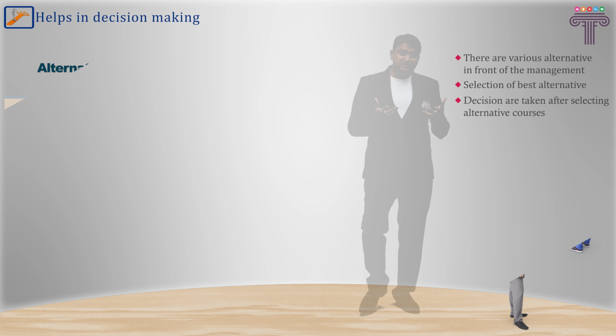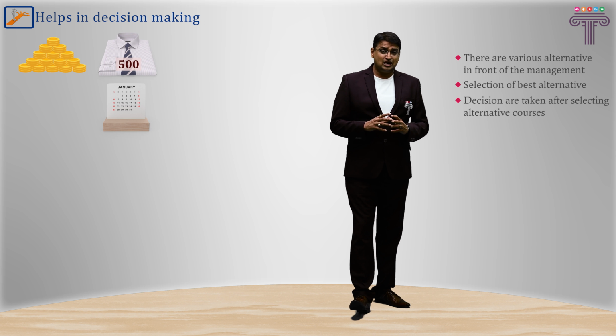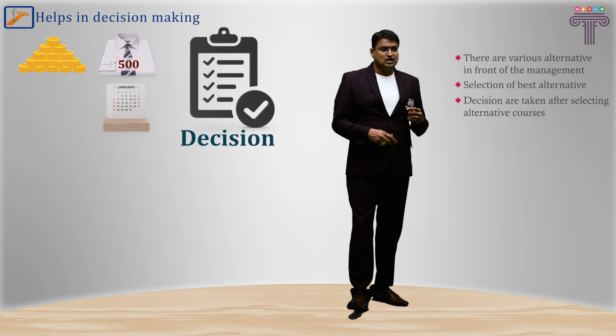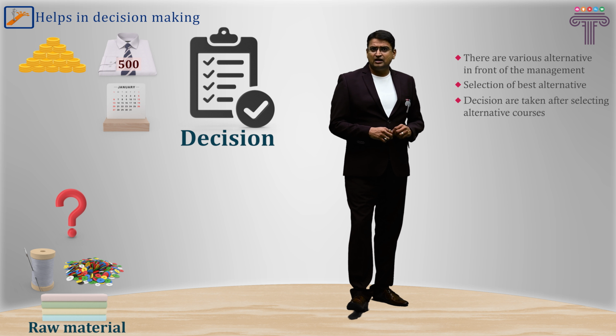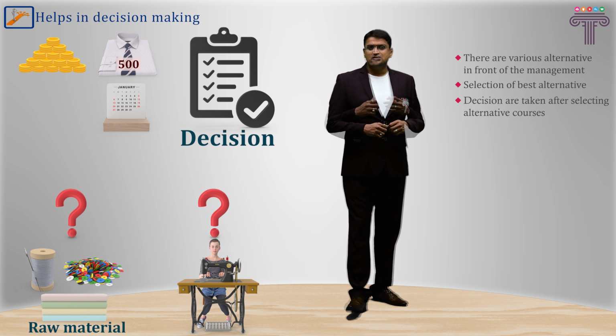In order to achieve this task of making 500 shirts in a month at a given cost, I have to take a lot of decisions. A lot of activities are involved. So first, shall I purchase all the raw material in advance? Shall I go for an increase in recruitment of my workers and so on and so forth?